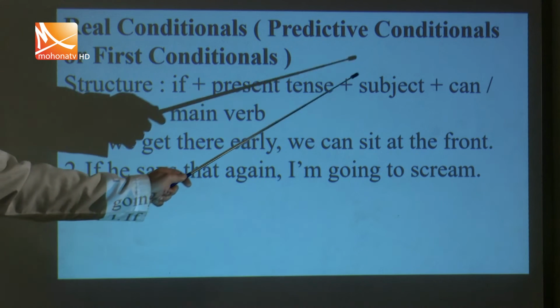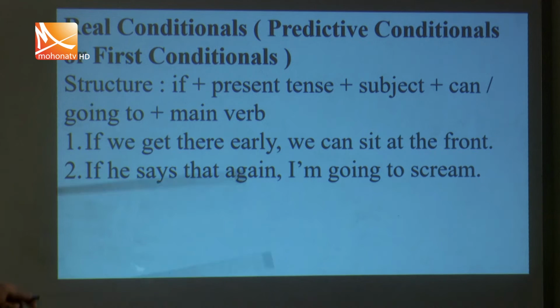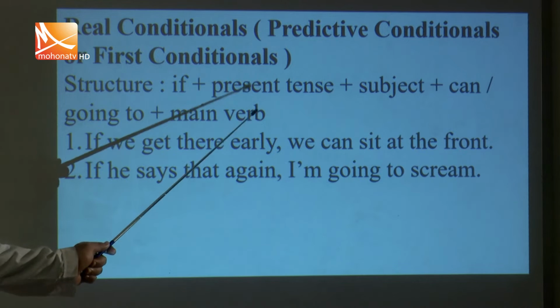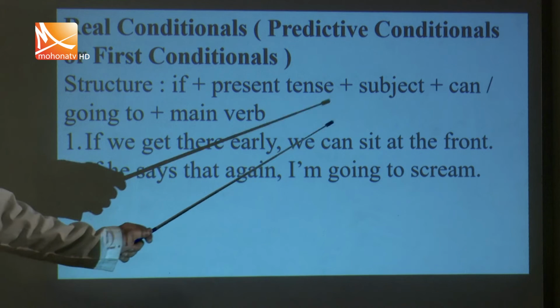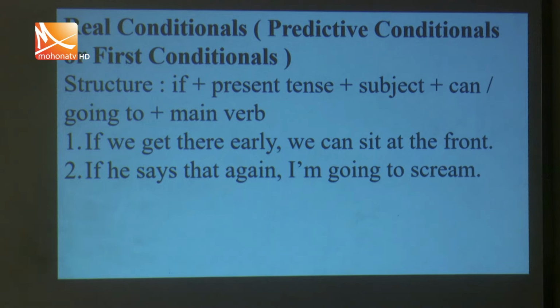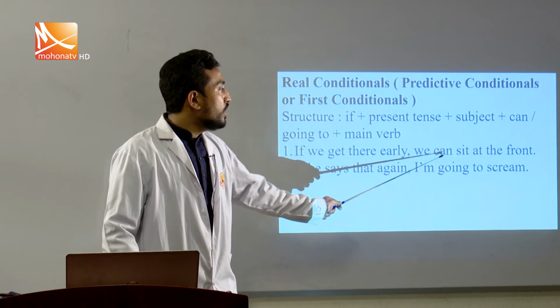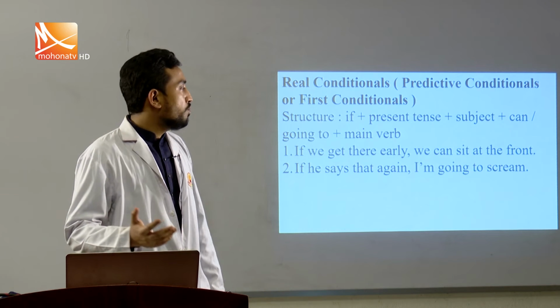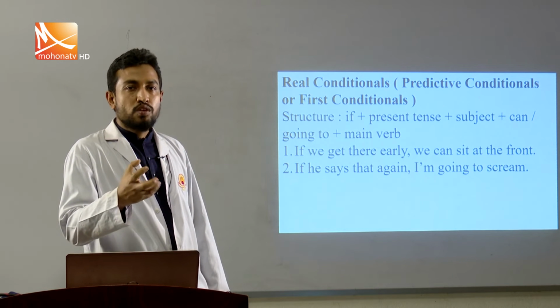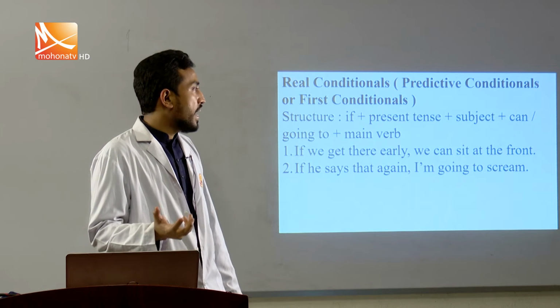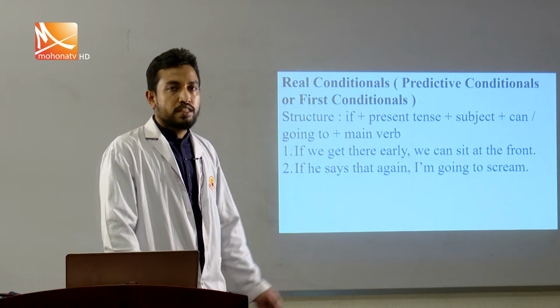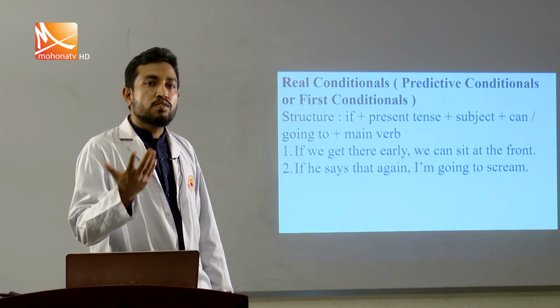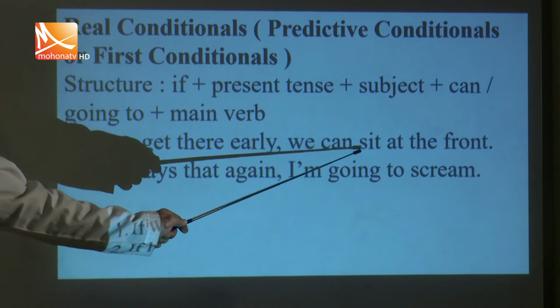If plus present tense, then the structure will be subject plus can or going to, then the main verb of present form, then extension. So if we get there early, we can sit at the front position. Here it indicates ability. We can also say can, or will be able, or going to. If we get there early, we can sit at the front. If you use future tense, it will also be a correct sentence: we will sit at the front.